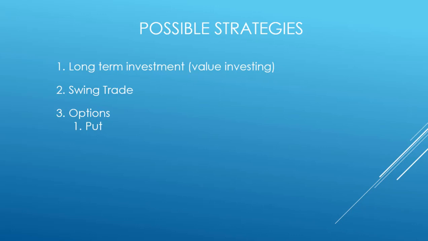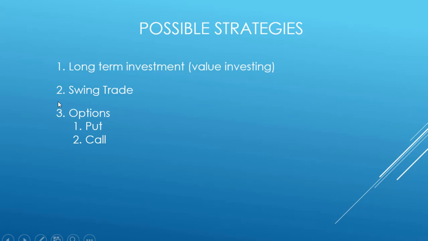I could also do some option trades. If I think the stock price is going to go down, I can buy a put. If I think the stock price is going to go up, I can buy a call. Once again, if I think the stock price is going to go up, I could sell a put. And if I think the stock price is going to go down, I could sell the call. So we can take opposite procedures here.